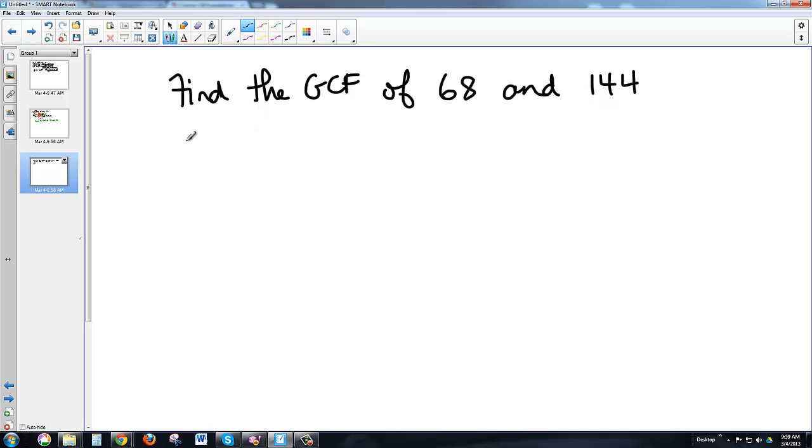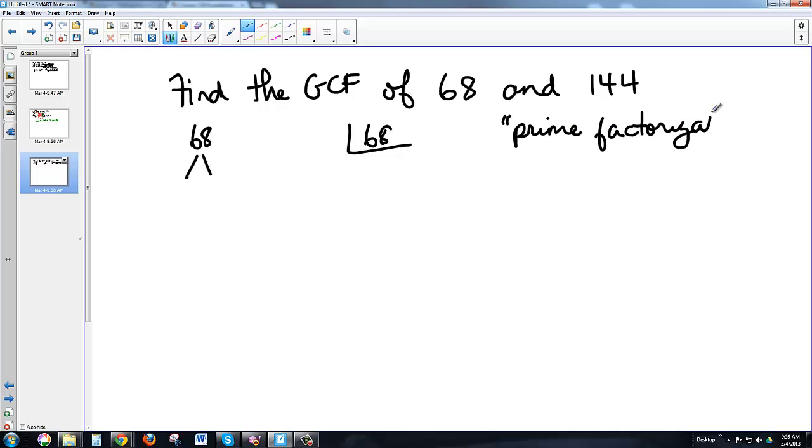Somewhere along the way you've learned how to do either a factor tree, which looks like this, or, and I don't have a name for it, same idea though, and you set it up this way. Either way works to find what I'm going to call a prime factorization of each number. What's prime mean? It doesn't factor. It doesn't break down.